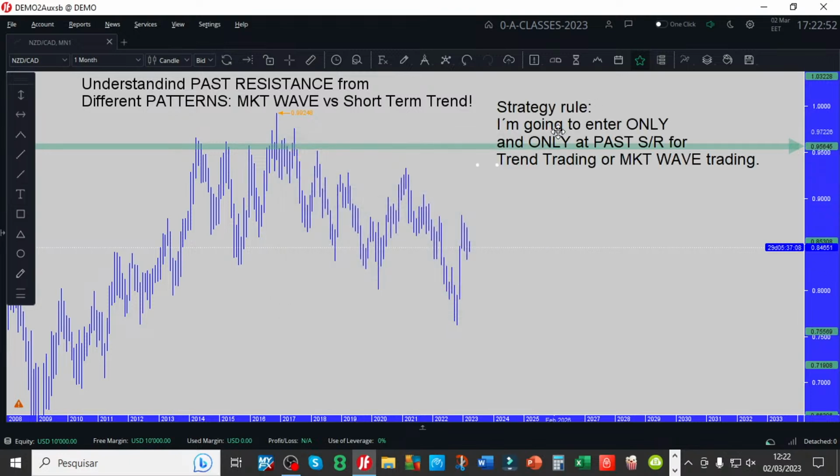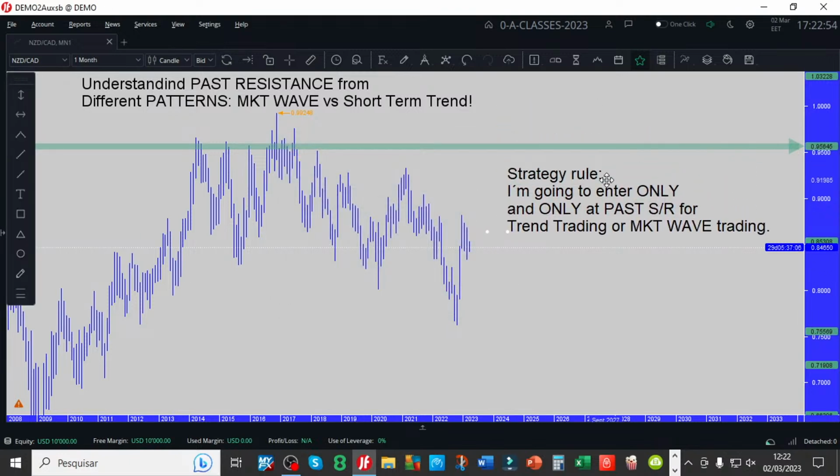Okay, everybody, if you want a strategy rule: I'm going to enter only and only at past support. It's a general rule. Today we're talking about resistance, but support goes the same. So I'm going to enter only and only at past resistance for trend trading or market wave trading.